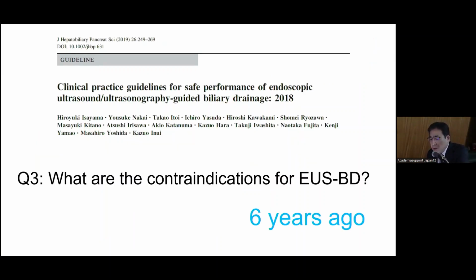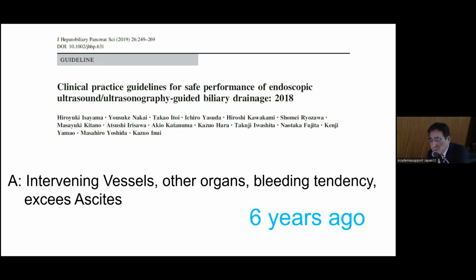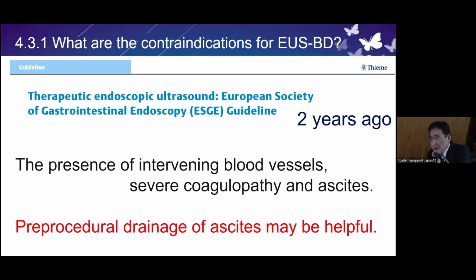And what are the contraindications of ESBD? 6 years ago, Professor Isayama, including me, including Professor Ichiro Yasuda, mentioned, of course, vessels and organs, bleeding tendency and much ascites. But recently, in the European guideline 2 years ago, of course the same, but they commented that procedural drainage of ascites may be helpful, may be safe for ESBD.